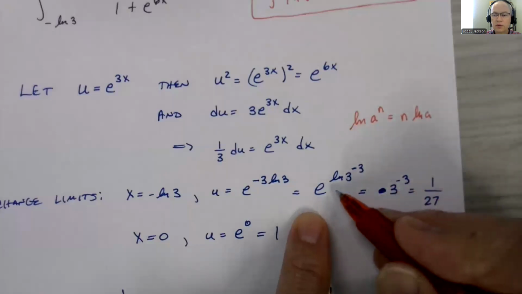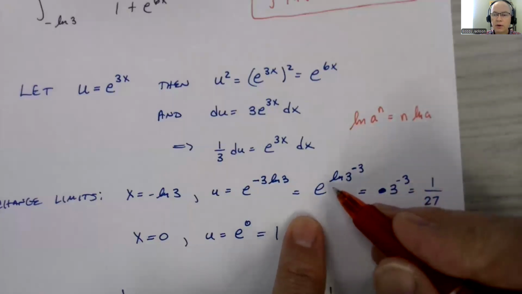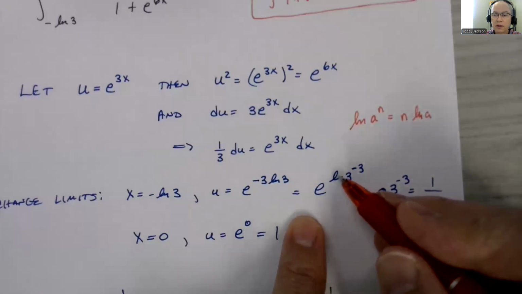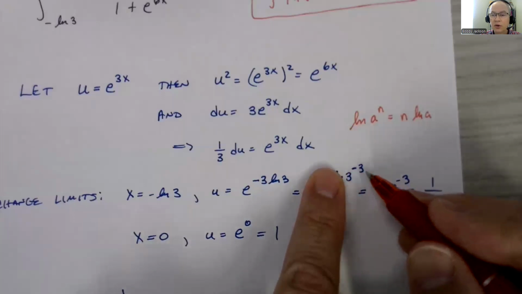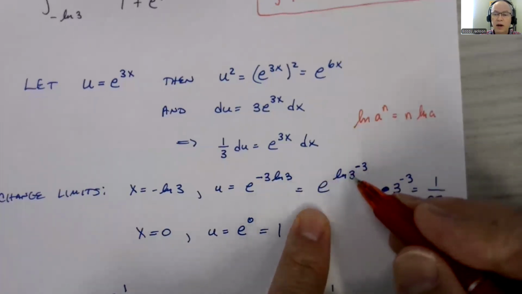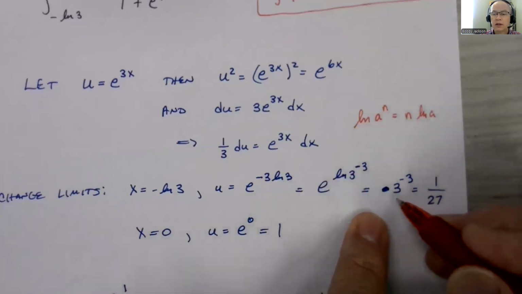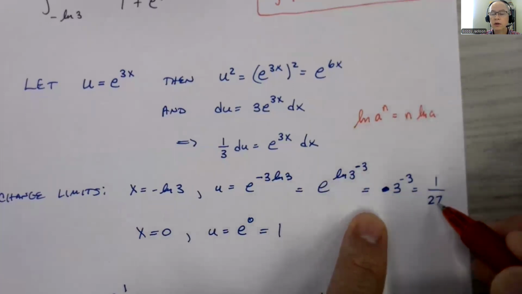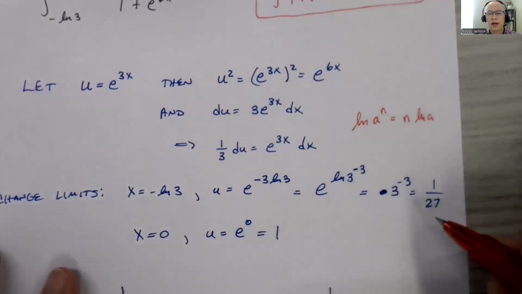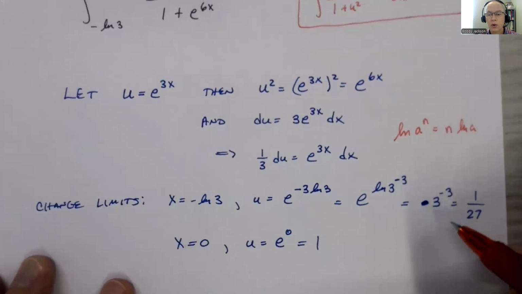Well, it's just this expression, right? These cancel each other out. Or to think about it, the logarithm of this quantity is the power of e needed to get this quantity. So if I raise e to that power, I'm going to get that quantity, which is 3 to the negative third power. That's 1 over 3 cubed, which is 1/27. So a little tricky on that calculation. That's our new lower limit.